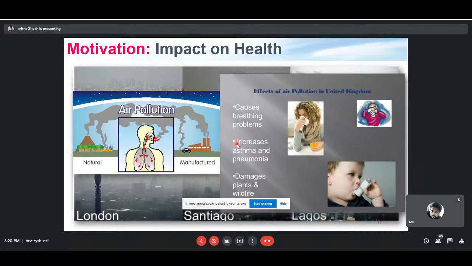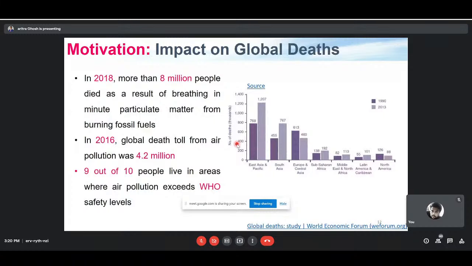But the most drastic bad impact is global death. If you check the death ratio compared to East Asia and Northern America, which is the USA, the USA is very low compared to our section. And this is the latest data from WHO, who are saying that 9 out of 10 people live in areas where air pollution exceeds the safety level. So that means we are currently living at a very high threat level.